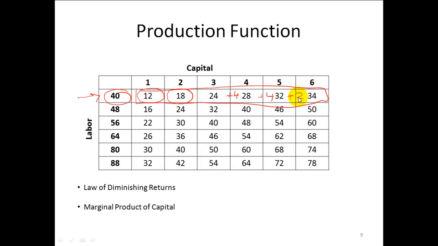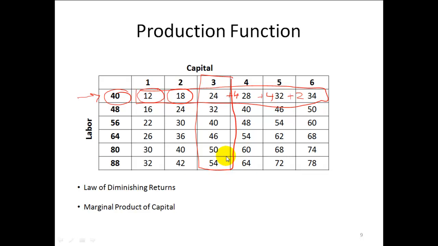Similarly, let's say you are working with 3 units of capital. As you move down, what are we doing? We are increasing labor. So with 3 units of capital, as you increase labor, here actually what we are looking at, initially you increase your output from 24 to 32, so by 8 units, then again by 8 units, 6 units, 4 units, 4 units. So we see the concept of diminishing returns also.